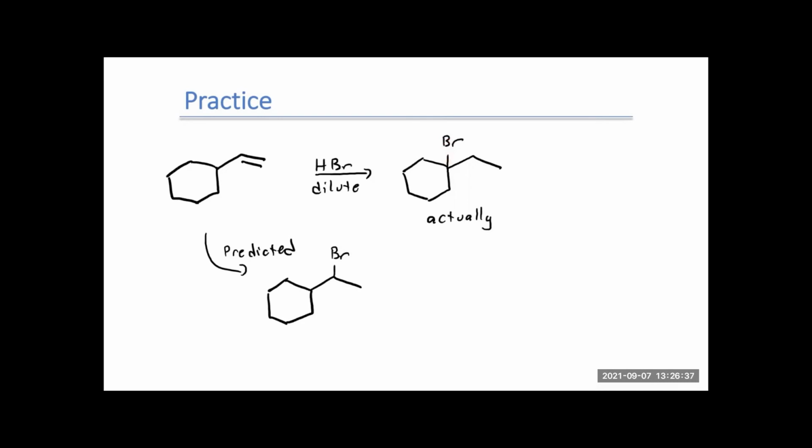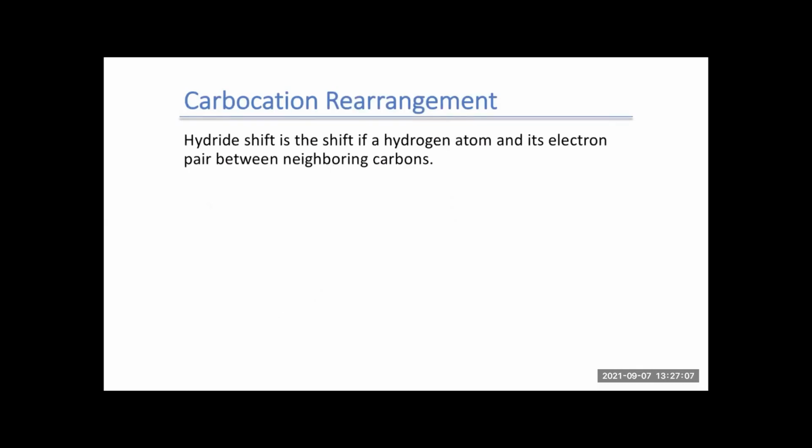So what happens with this is the mechanism doesn't stop at just that carbocation. Within the mechanism, we get what we call a hydride shift, or you have a hydrogen move places to create a more stable carbocation. And so our hydride shifts are when that hydrogen moves, and it's also going to move with its electron pair between neighboring carbons.